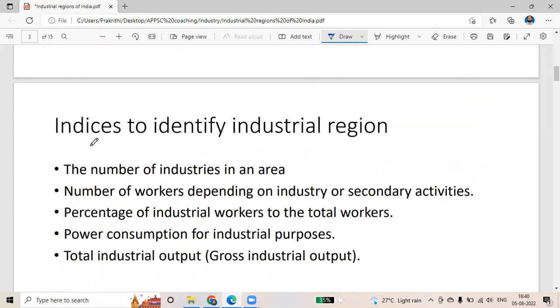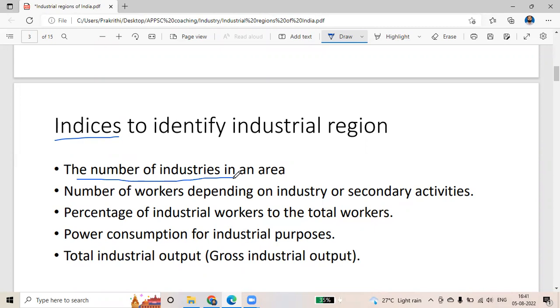There are certain indices to identify an industrial region. We cannot say that if there are 3 industries, it is a region. No, we can't say like that. We want to look at the size of the industry, the number of the working force there, the characteristics of the industries, and the power consumed by them. There are many factors which help identify an industrial region. Important among them is the number of industries in an area.